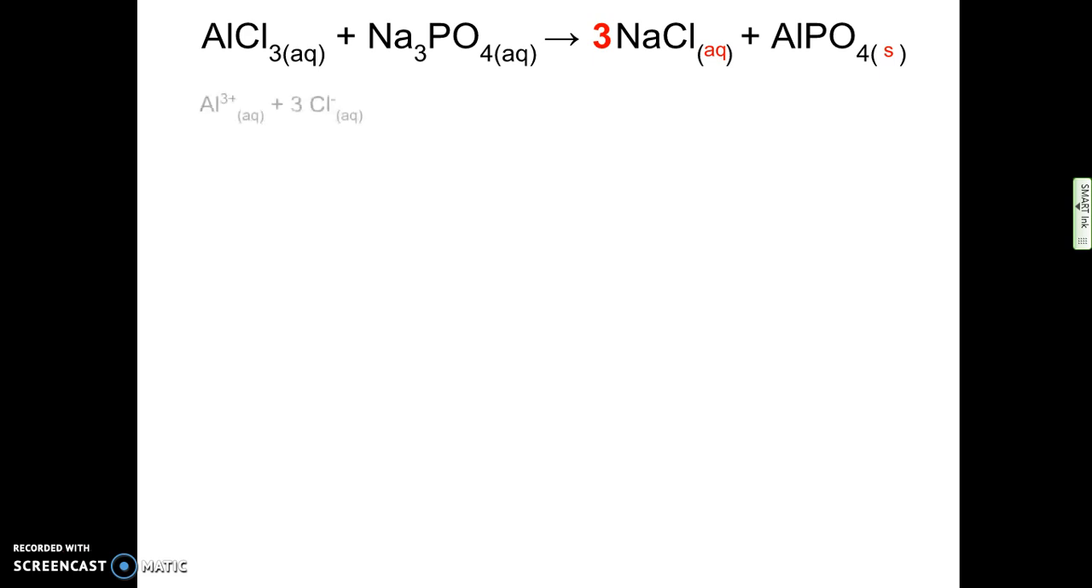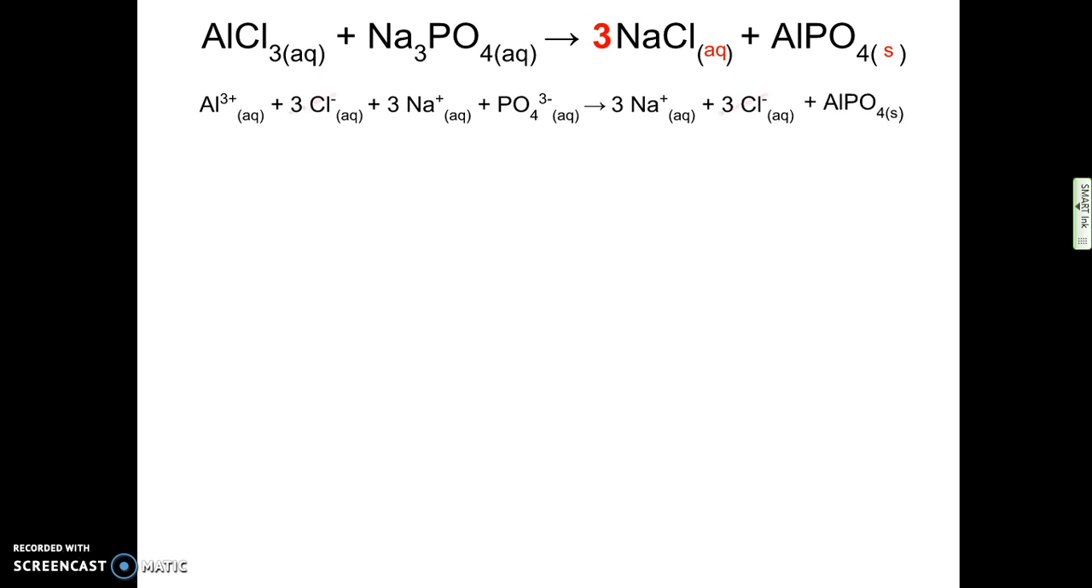So now we go through and we write that big nasty equation where we break all the aqueous things up. The aluminum chloride is 1 aluminum and 3 chlorides. The sodium phosphate is 3 sodiums and 1 phosphate. 3 sodium chlorides are 3 sodiums and 3 chlorides, and the aluminum phosphate is a solid, so it doesn't get broken up. It stays together.